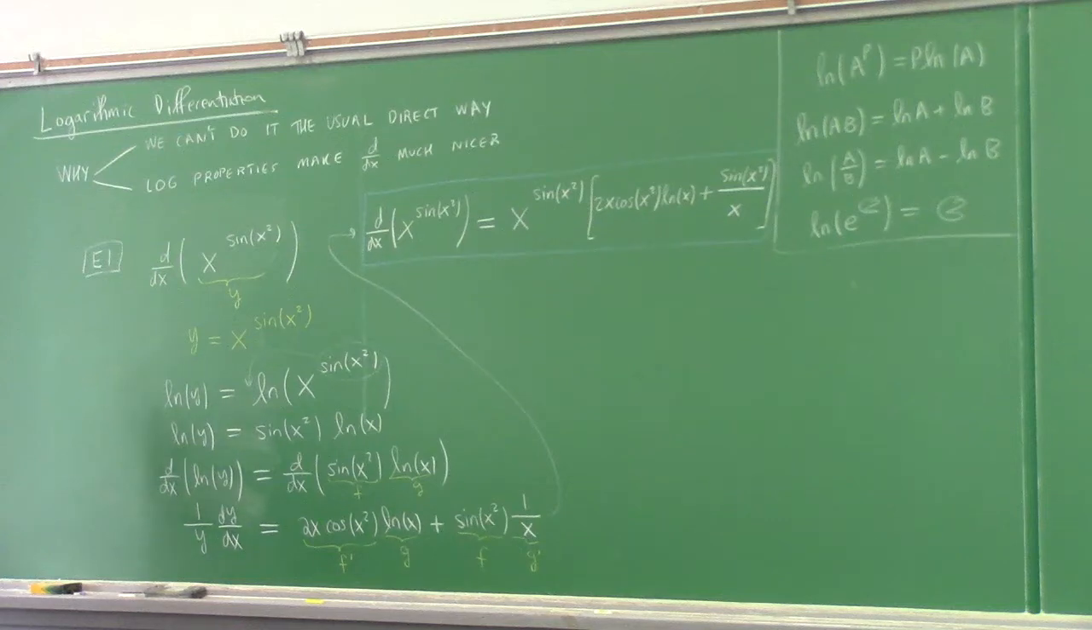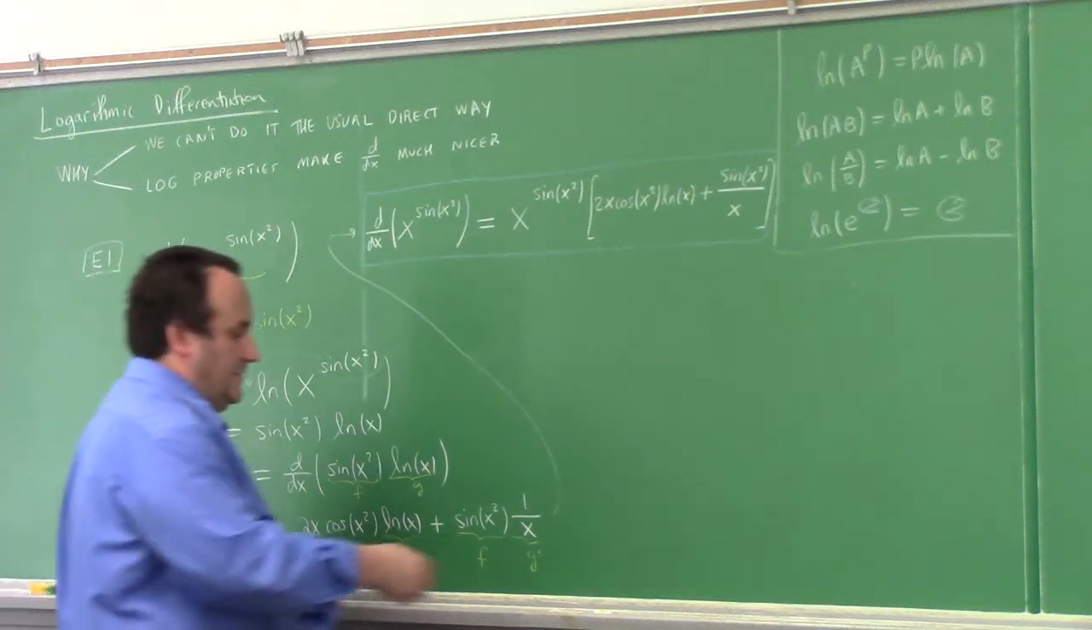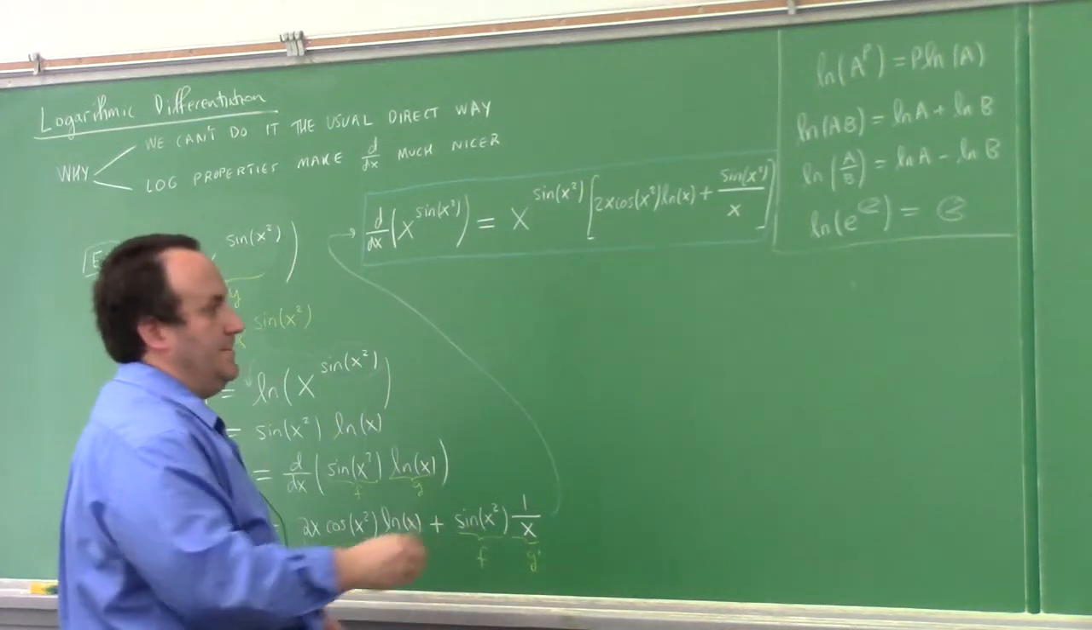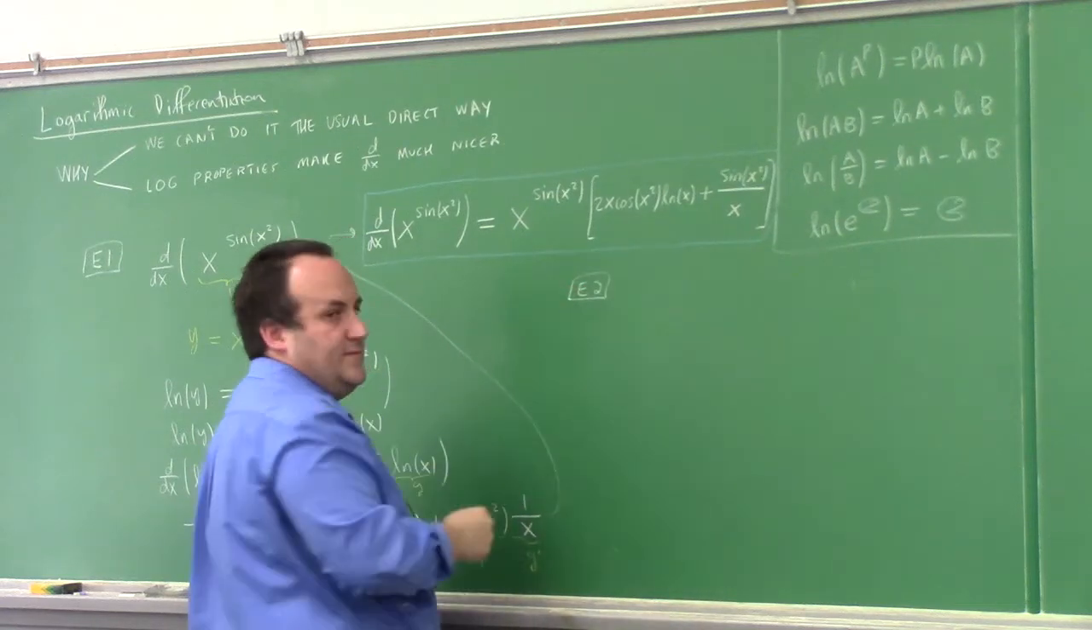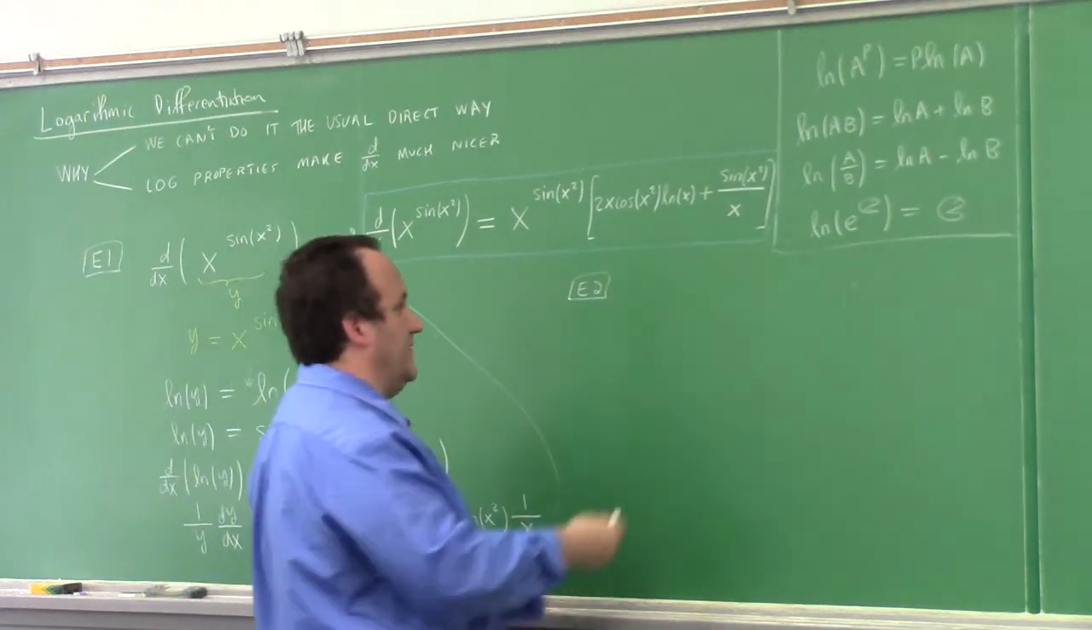Okay, so that's an example of we can't do it the direct way, all right? Now, the second way, though, example 2, all right? Suppose we had something like the following.